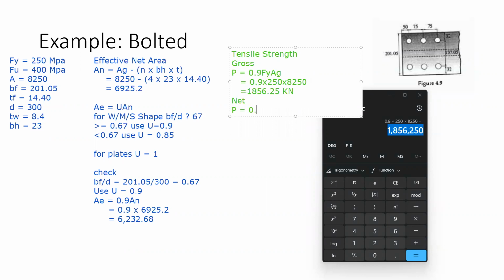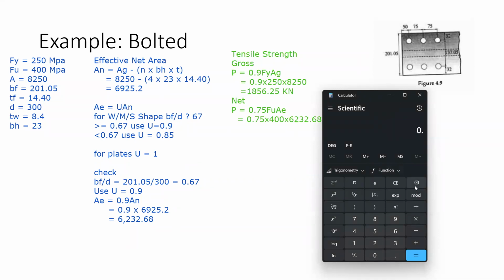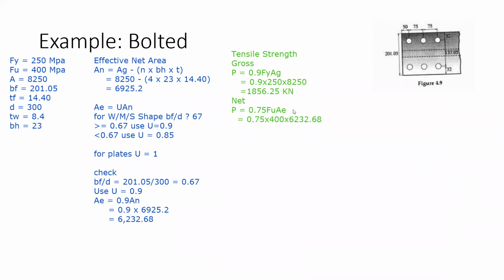P is equal to 0.75 FuAe. So this would be equal to Fu 400 and Ae, that is 6232.68. So let's put that in. We have 0.75 times 400 times 6232.68. So that is 1,869,804.